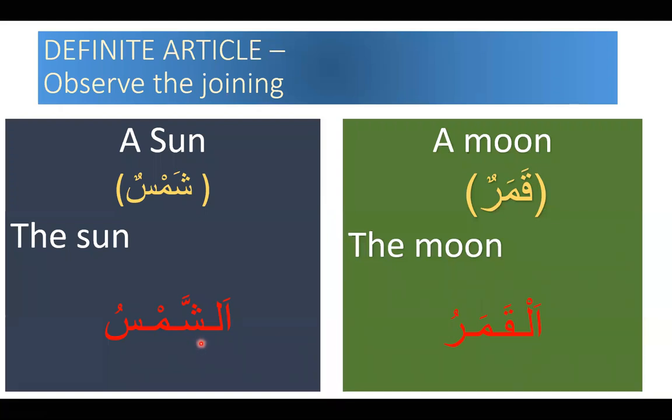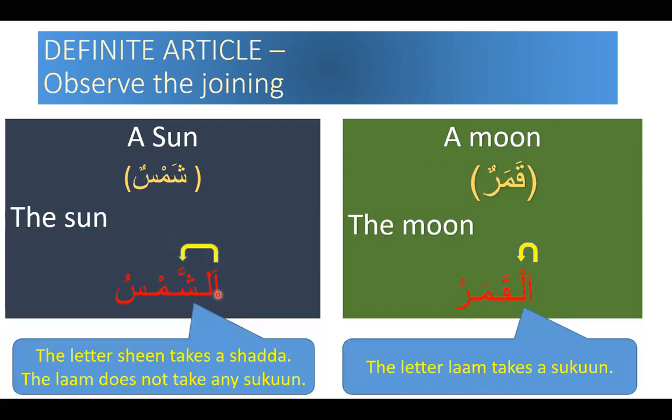What have you observed? You have the aleph, the lam, the sheen. Of course, the first observation is that there is no tanween in either of them. In the word qamar, we have al-qamaru. In the word sun, it will be ash-shamsu. Your observation should be that in moon letters, the letter lam takes a sukun. So you have al-qamaru, where the lam takes a sukun. In sun letters, the letter sheen takes a shadda. The lam does not take any sukun. Are you all following that?